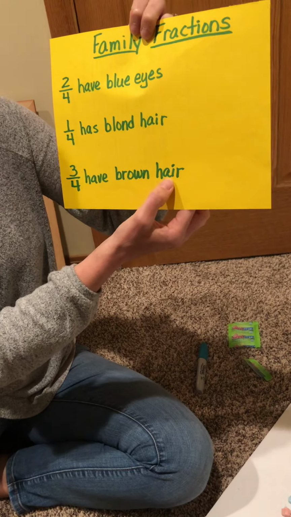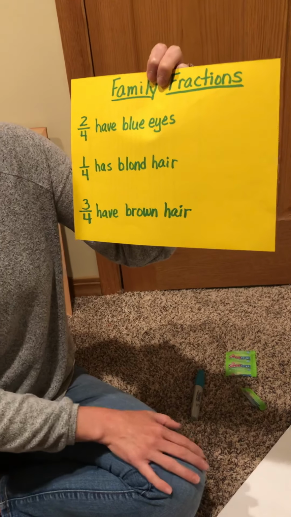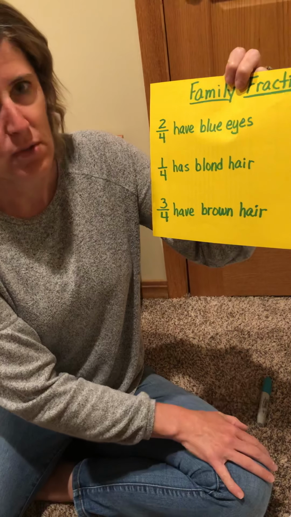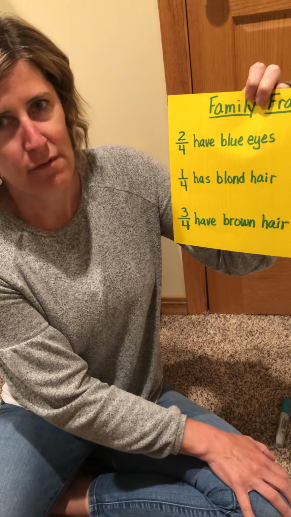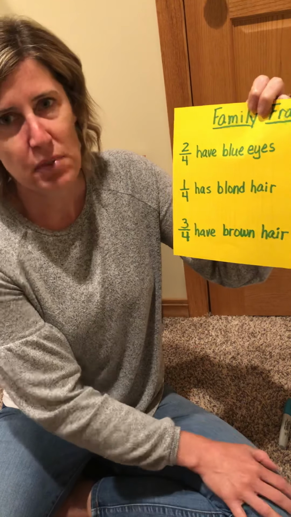If you wanted to be fun, you could add in your pets to the family fractions too, and you could talk about what family members have tails, what family members don't, what family members walk on 4 legs, what family members walk on 2 legs. Just be creative with it.